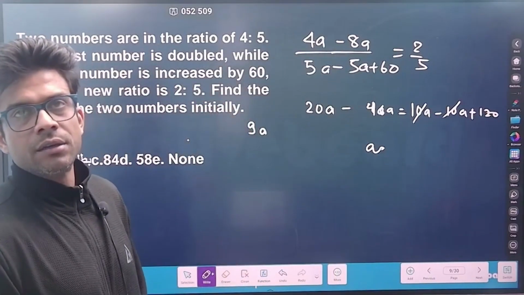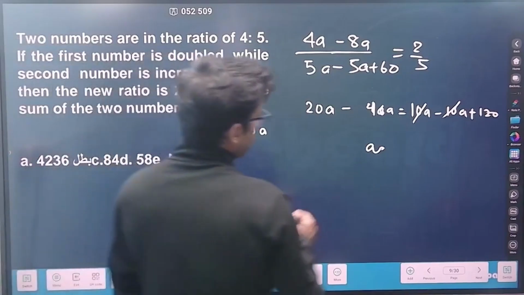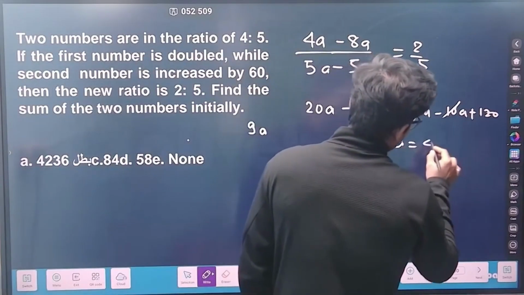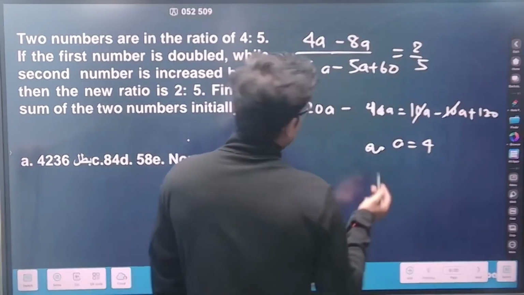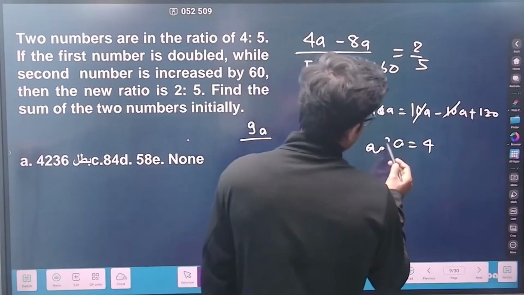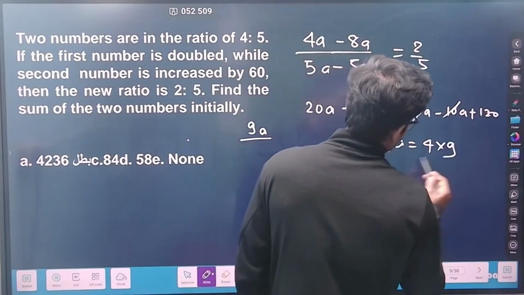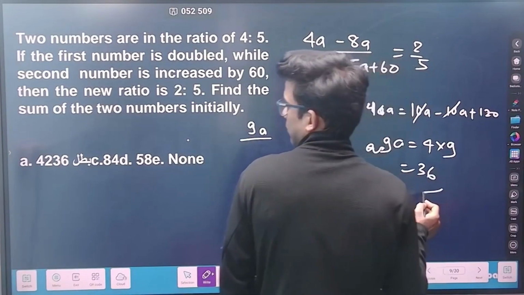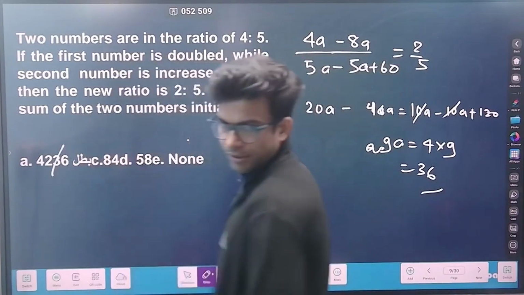Am I right? The value of a would be 4 now. They are asking the value of 9a. Multiply here by 9. Multiply here by 9. So 36 is the answer. Option number B.